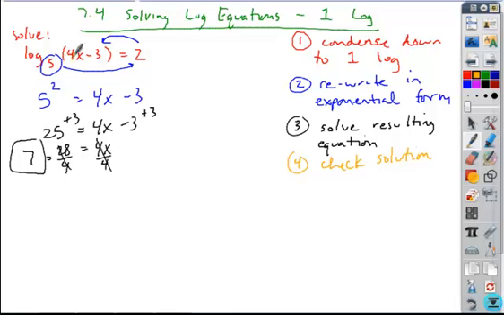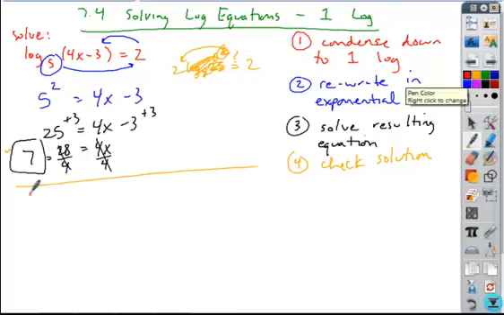So when I plug in a 7 here, I get 4 times 7 is 28 minus 3 is 25. That's consistent. If you went even further, you could actually test it. Log base 5 of 25, is that equal to 2? Well, 25 is 5 squared. The power of 2 comes out front. Log base 5 of 5 is 1. So you do check that 2 equals 2.